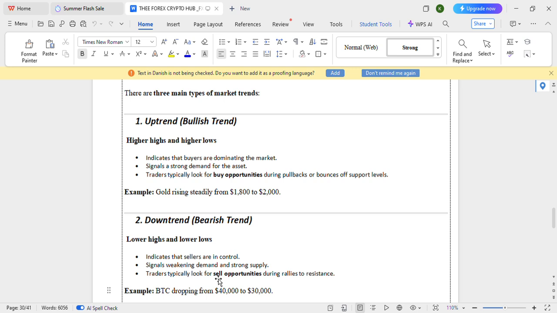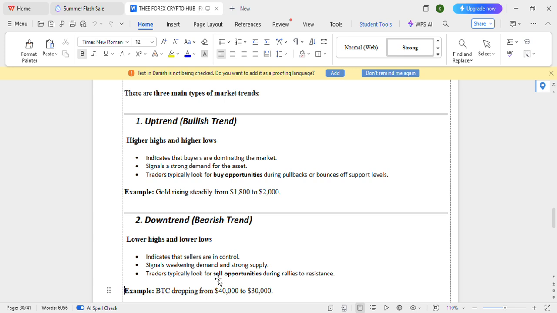Number one is an uptrend, or a bullish trend. It indicates that buyers are dominating the market. That means buyers are strong in the market. It provides a buy signal. So if we are in an uptrend, we look for more buying opportunities.